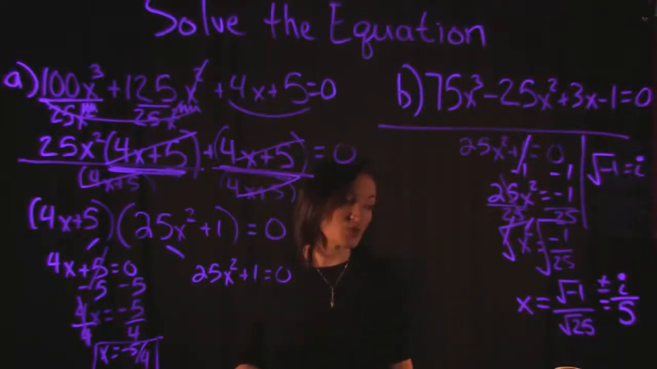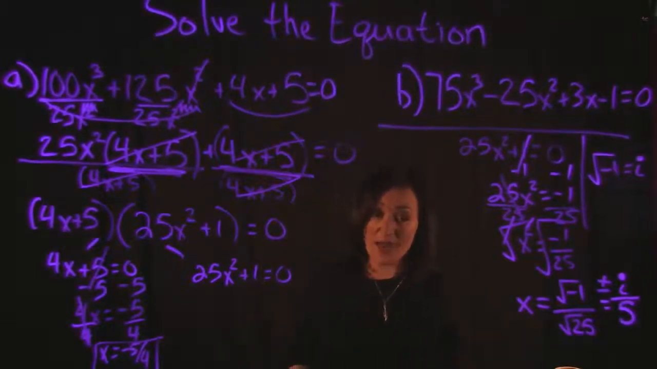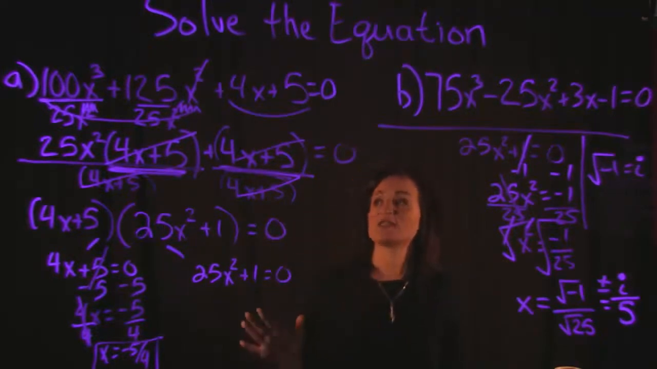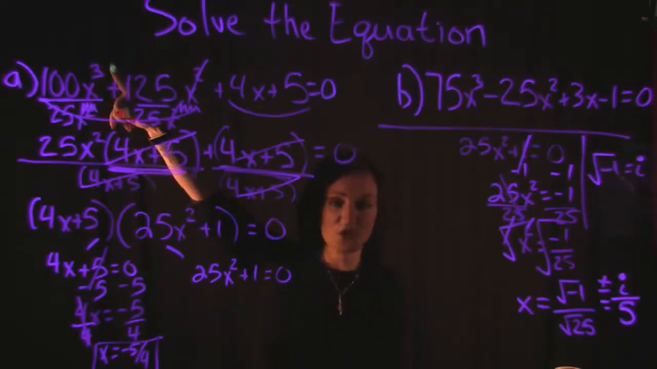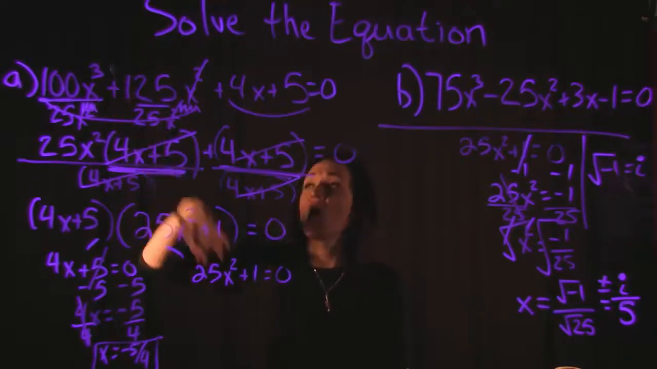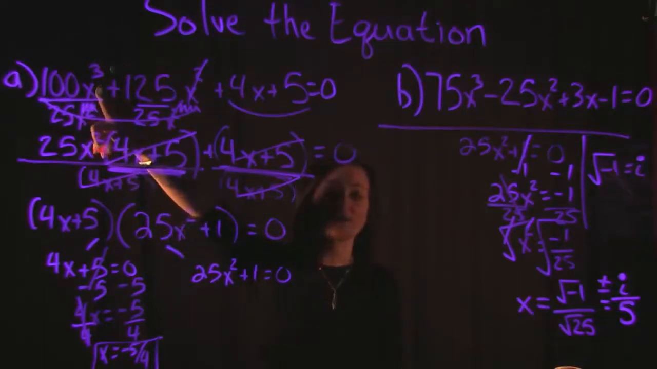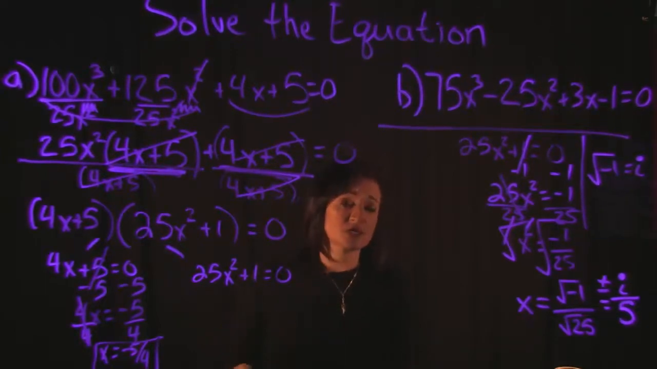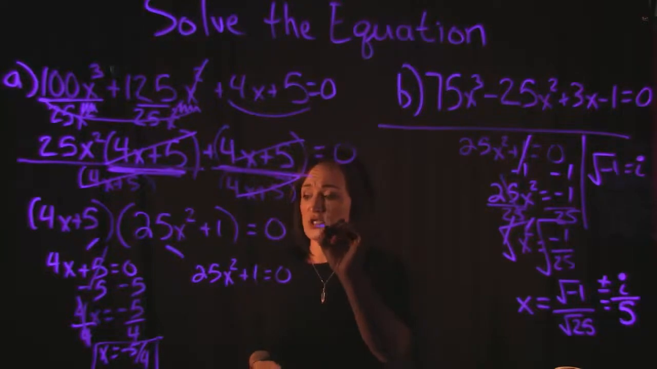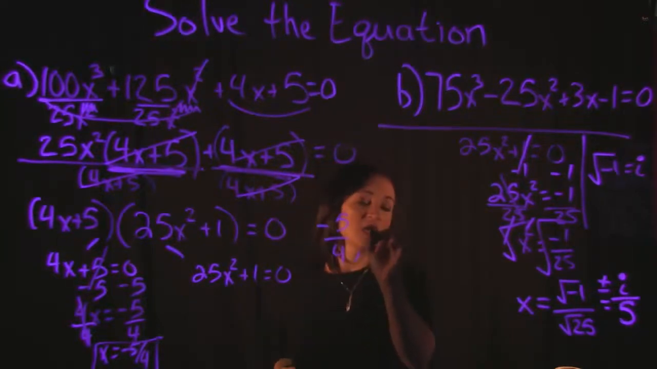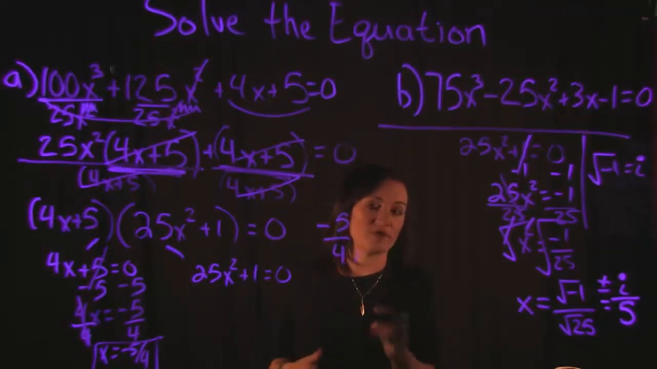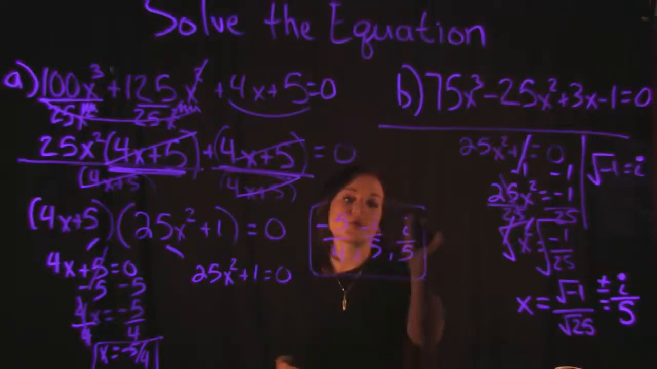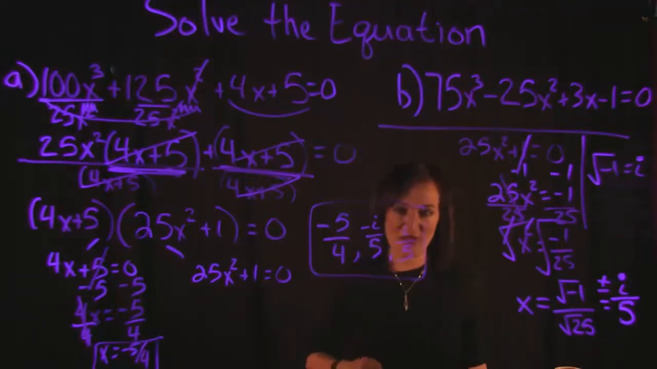So that means that we have 3 solutions for this problem. And it makes sense because keep in mind when you're solving equations like this, always pay close attention to what the degree of that equation is. Our degree of this equation, our highest power, is a 3. And that tells us that we should have 3 solutions to this equation. So our solutions are the negative 5/4, the positive i over 5, and then the negative i over 5 for our 3 solutions to that equation.